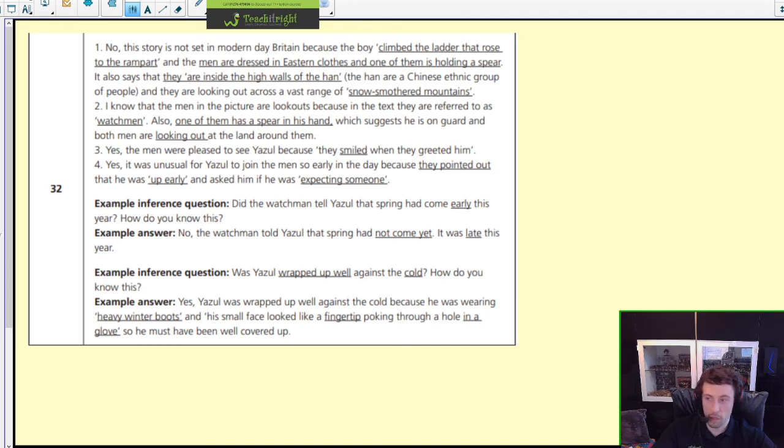Did the watchman tell you spring had come early? How do you know? Yes or no, that's a nice one. And the answer would be no, the watchman told you that spring had not come because it was late this year. So understanding what it means. If spring is late, what does that mean?